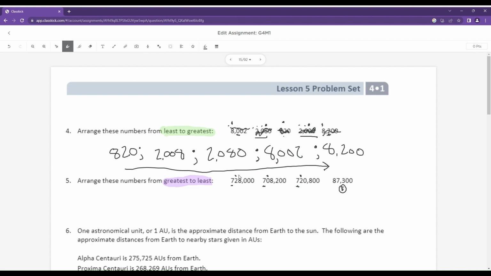And I notice that this number here and this number here each have the same amount of 10,000s. So I need to move them to the next smallest place value. And when I do that, I notice in the thousands place, there's 8,000s here compared to 0 thousands over here, which makes this number, 728,000, the greatest. It's the biggest number.